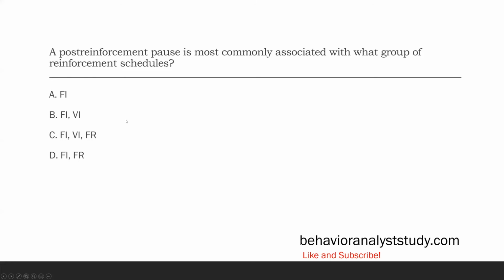We're not looking for variable schedules. C, fixed interval, fixed ratio, and variable interval. Again, not looking for variable schedules. D is what we're looking for. Post-reinforcement pause is most commonly associated with a fixed interval and sometimes a fixed ratio schedule.